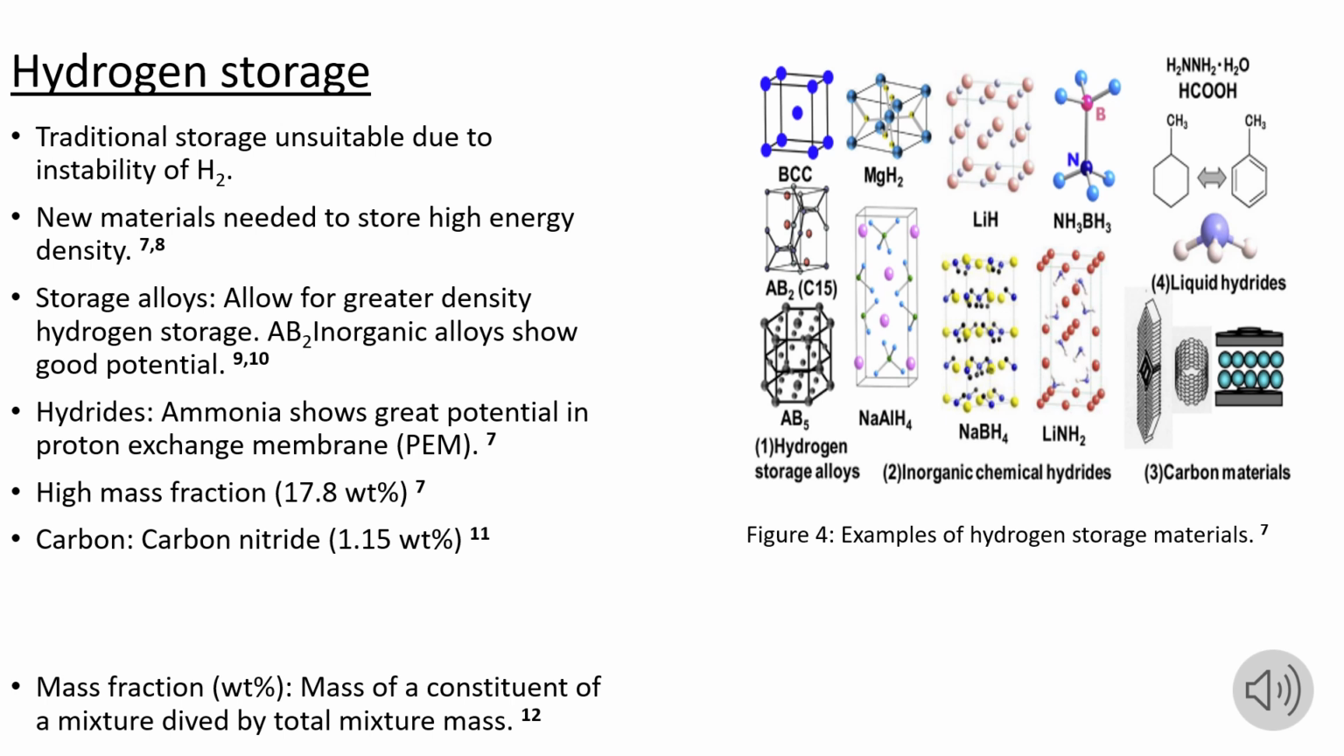Storage alloys such as AB2 and organic alloys have shown good potential in terms of high energy density storage. Additionally, other storage types such as hydrogen-rich compounds like ammonia have also shown good potential in proton exchange membranes due to their high mass fraction allowing for greater exchange. Carbon nitride storage systems have also shown a similar effect.